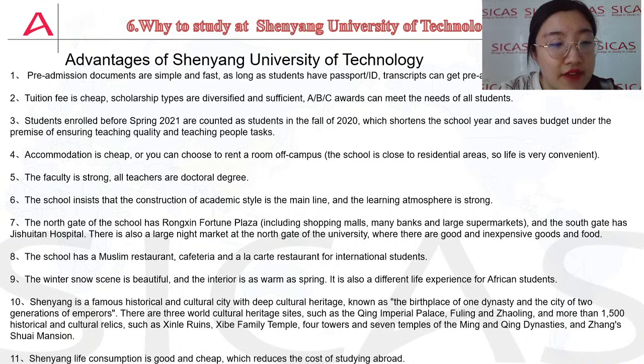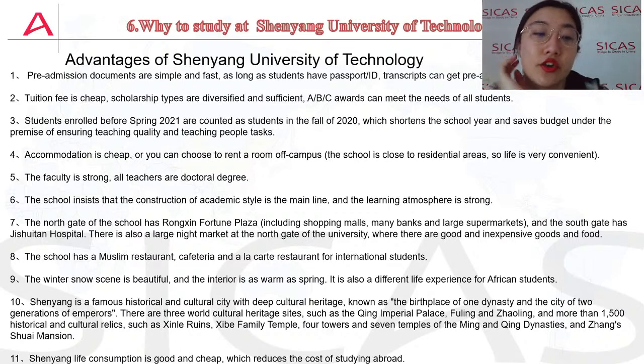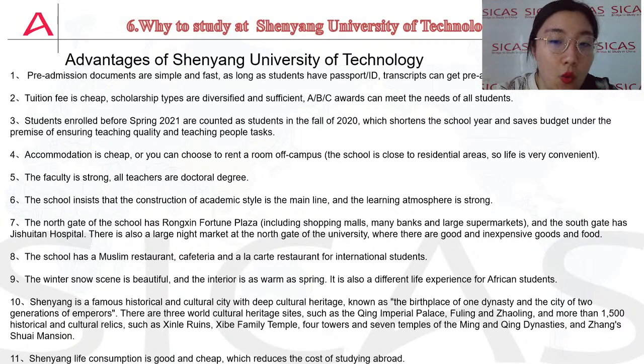Shenyang is a famous historical cultural city with deep cultural heritage, known as the birthplace of one dynasty and the city of 2 generations of emperors. There are 3 world cultural heritage sites, such as the Qing Imperial Palace, Fuling and Zhaoling, and more than 1,500 historical and cultural relics, such as Xinle Ruins, Xibu Family Temple, 4 towers and 7 temples of the Ming and Qing dynasty, and Zhang's Shu Ai's mansion.